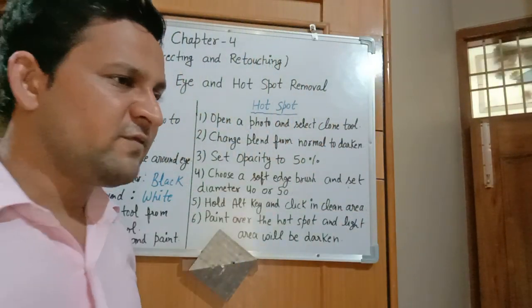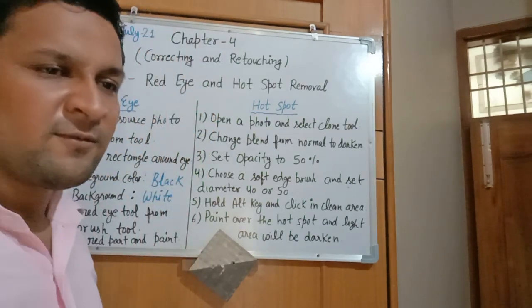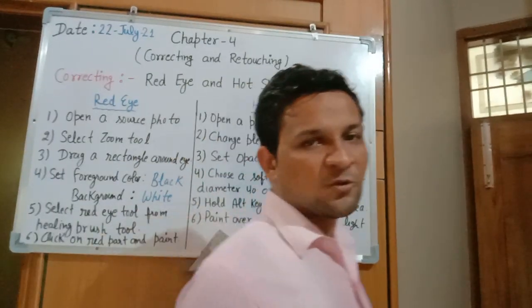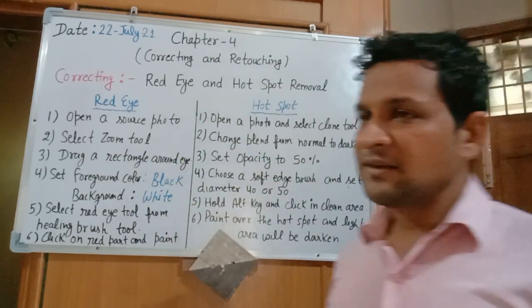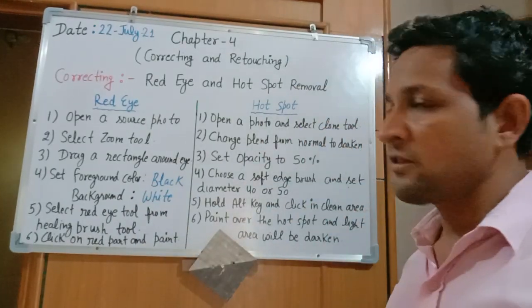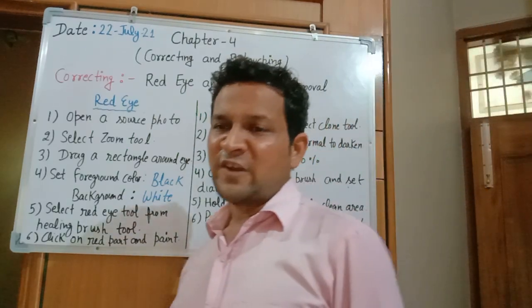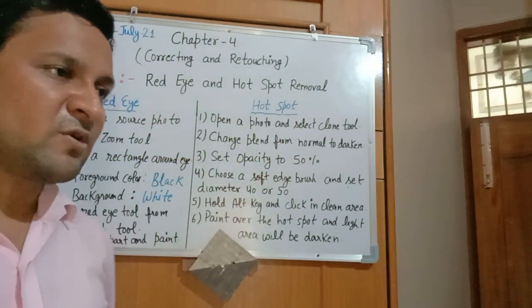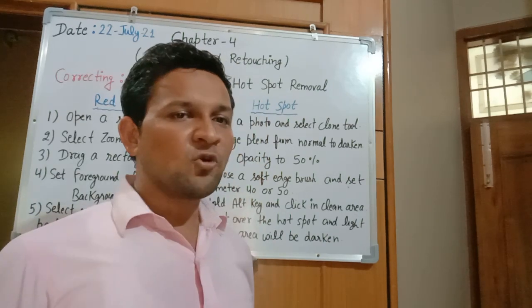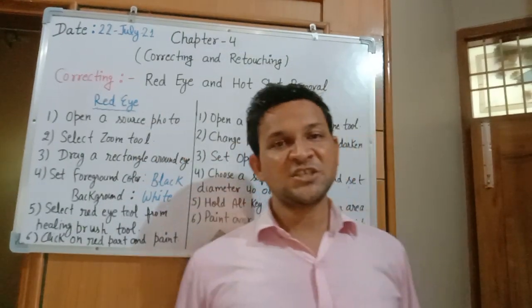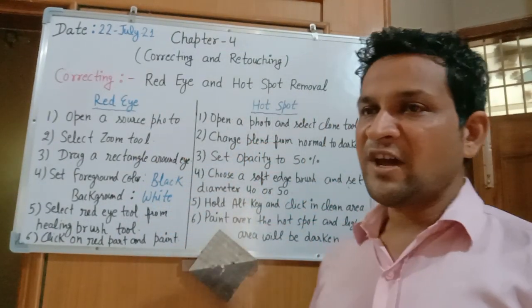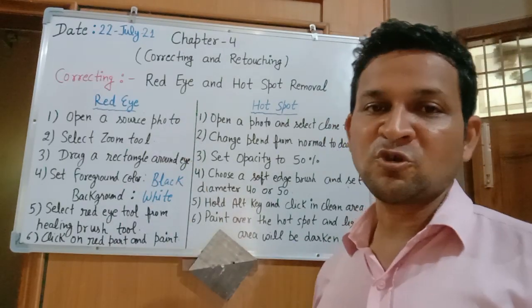So, in today's session, we are going to start with chapter 4, and chapter 4 is related to correction and retouching, or we can say correcting and retouching. What is the meaning of correcting? In today's session, we will discuss correcting first. What is correcting? To make the correction, to make the changes. And the correction concept we are discussing is about Photoshop.